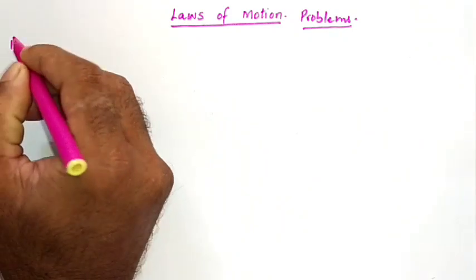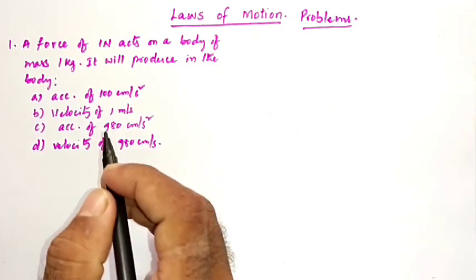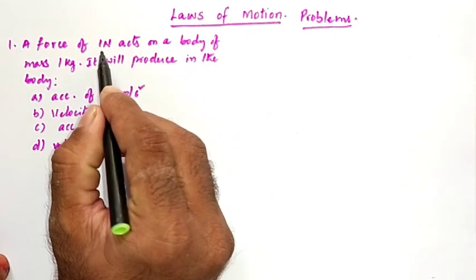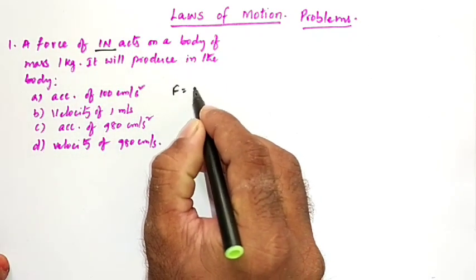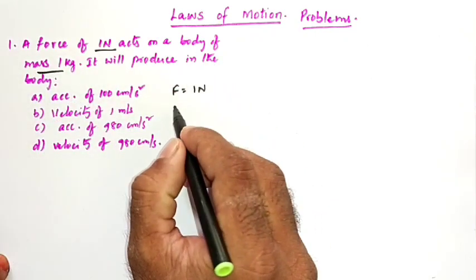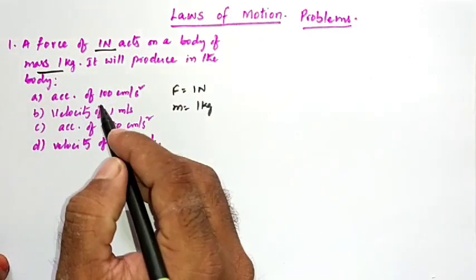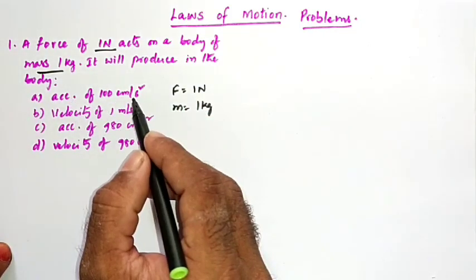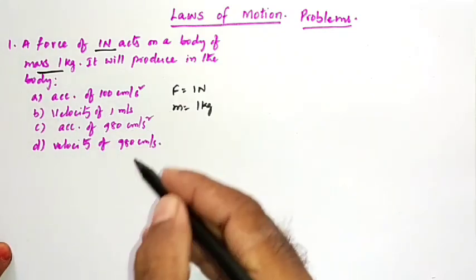So problem number 1. This is our question. A force of 1 Newton acts on a body. So force is given. How much? 1 Newton acts on a body of mass 1 kg. So here mass is given, 1 kg. It will produce in the body an acceleration of 100 centimeter per second square, or a velocity of 1 meter per second square. A, B, C, D options are given.